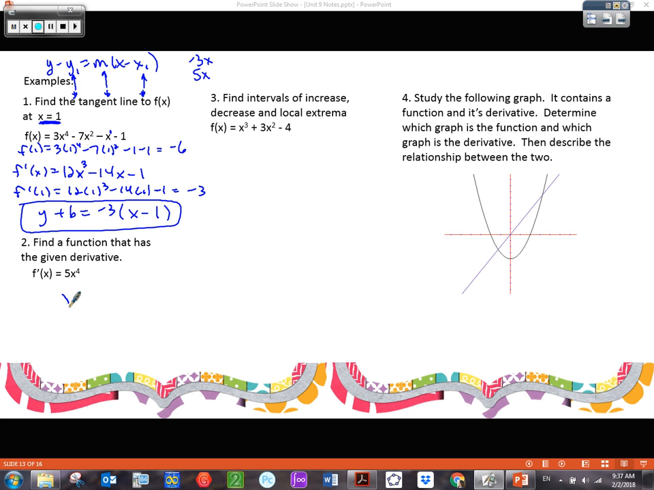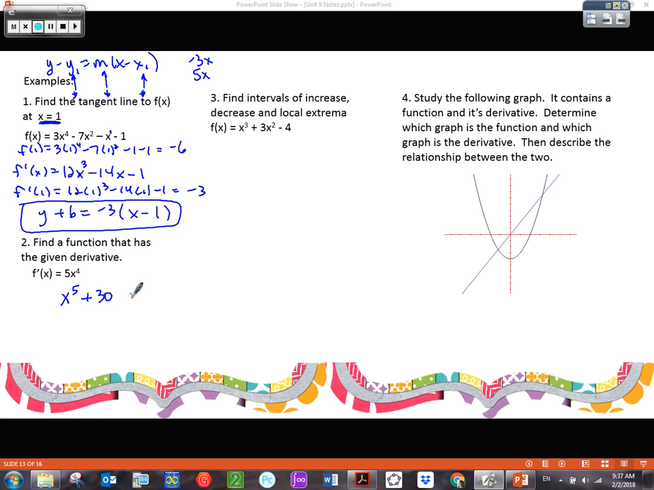X to the 5th. Okay, let's check that out. If I take the derivative of x to the 5th, don't I get 5x to the 4th? What about x to the 5th plus 30? Could that be the function? Yes. What about x to the 5th minus 1,000,000? Could that be the function? Yes. So there are an infinite number of functions that have that derivative.